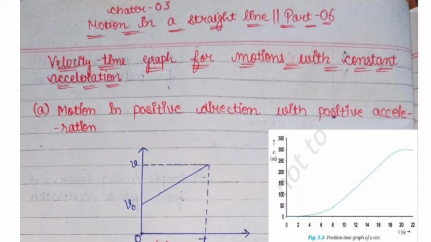In the previous videos, we have learned about acceleration, constant acceleration and instantaneous acceleration. In today's video, we are going to learn about graphs for motion with constant acceleration. As I have told you previously, the velocity time graph gives us acceleration. So, we will study first motion in positive direction with positive acceleration.